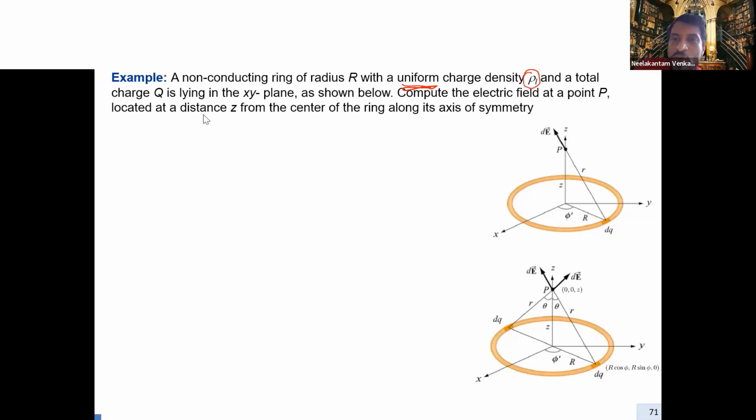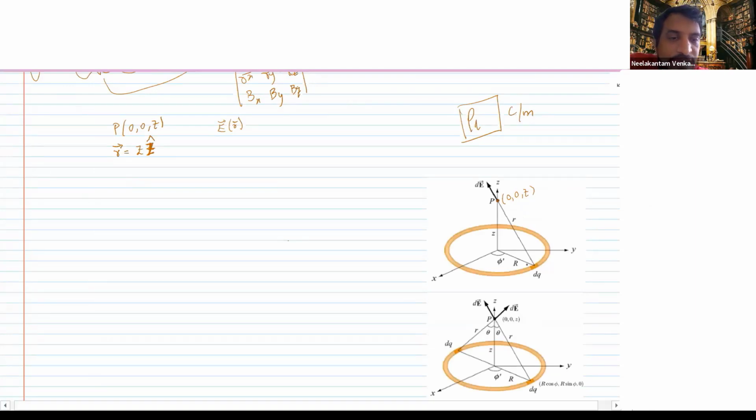By uniform, we mean the following. Imagine this hula hoop is there. If the radius is R, what is the length of this loop? 2πR. So the entire length is 2πR. Imagine you cut this loop and make it like a straight line, like a strip. The length of this line is going to be 2πR. Now, when I say the charge density ρL is uniform, that means this ρL is all having the same height, which is ρL.